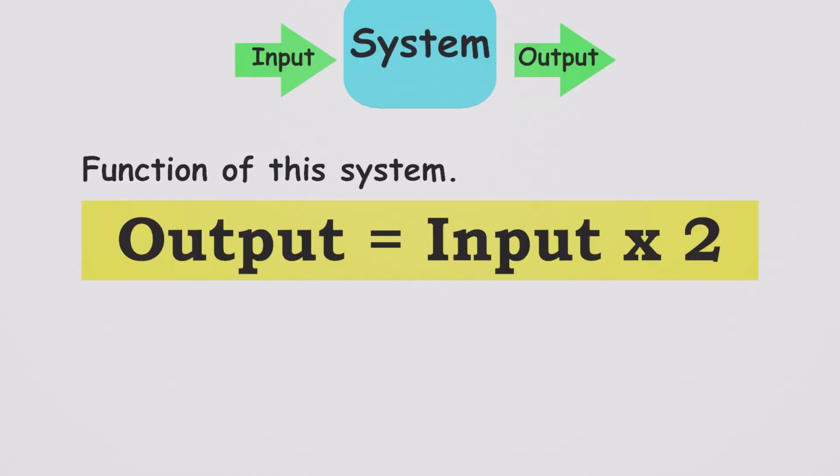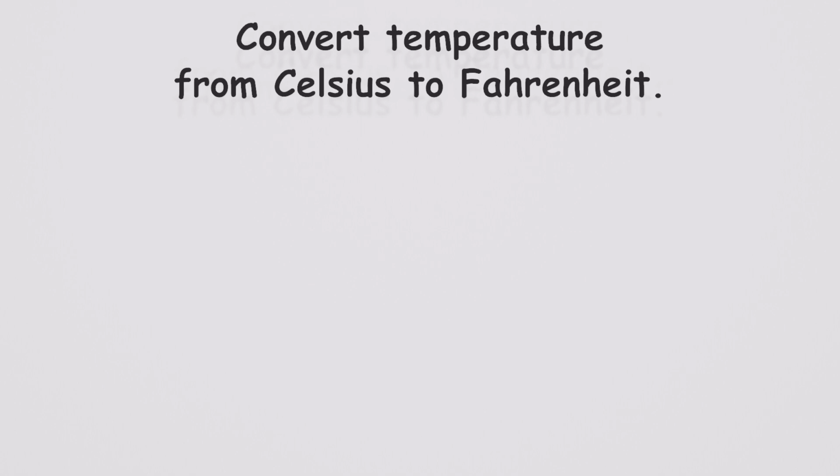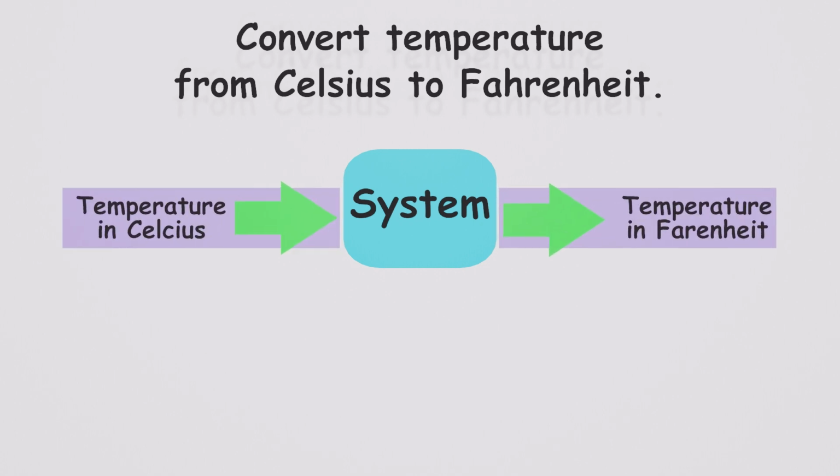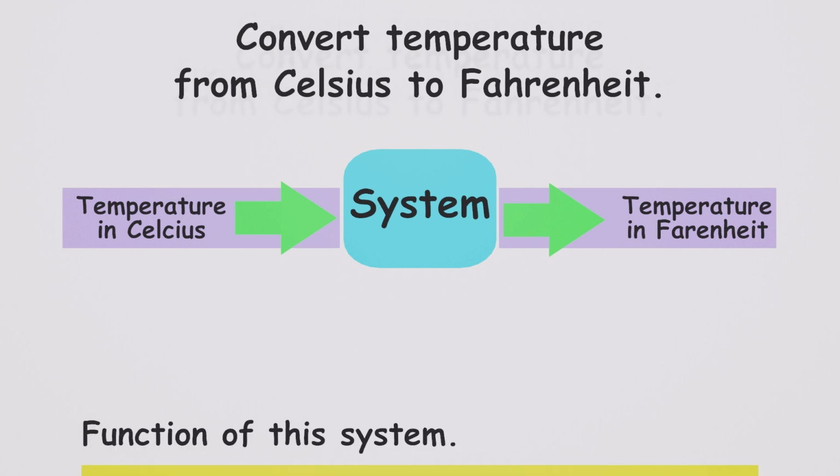Let's talk about another example. Imagine you need to convert temperature from Celsius to Fahrenheit. This is our mathematical machine. When we give it a temperature in Celsius, it gives it in Fahrenheit. The output of this machine can be written as a function, like this.